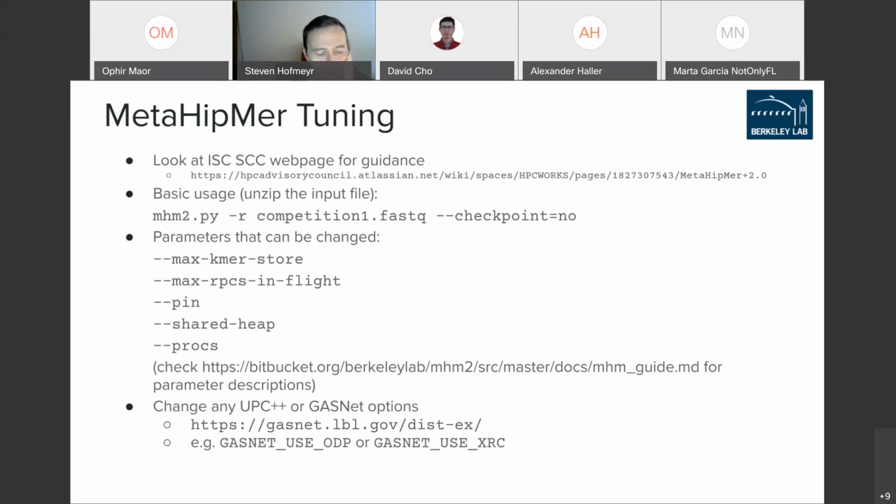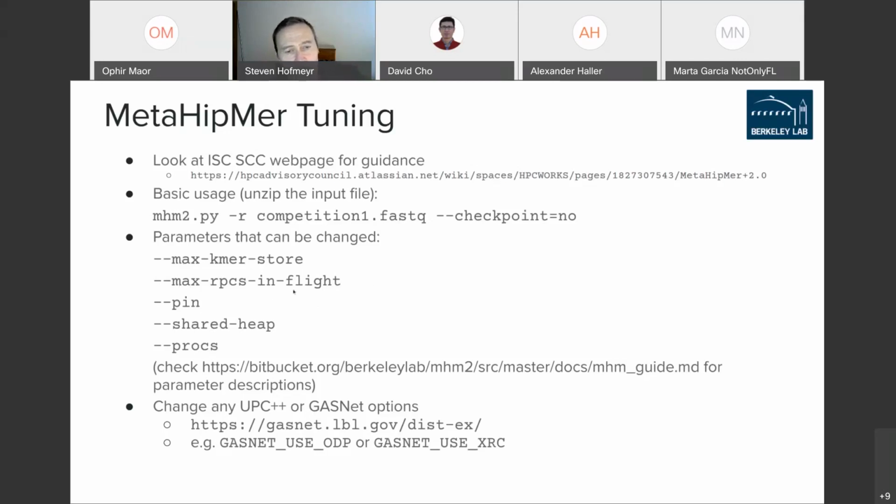So what we do is we have a constraint on the number of RPCs that you can have in flight at any time, and that's this max RPCs in flight. And once again, we tune this to adjust for the memory of the system. Generally, the more you can have in flight, the faster the system will go, but then you can potentially run out of memory. So you can play around with that parameter.